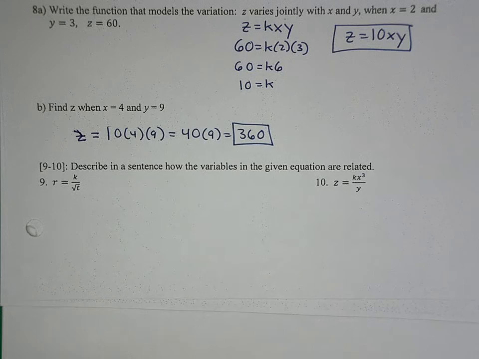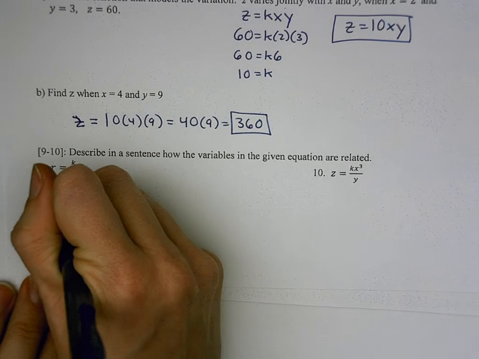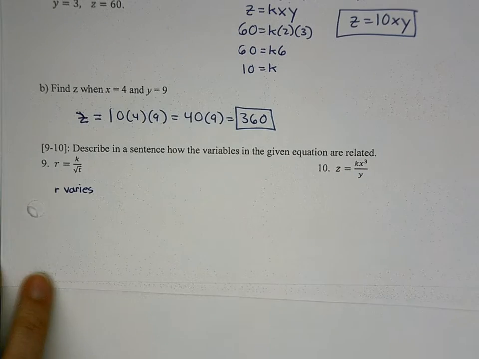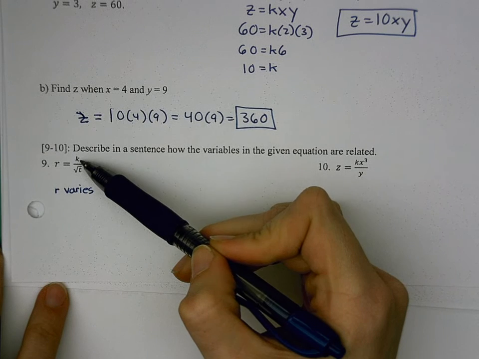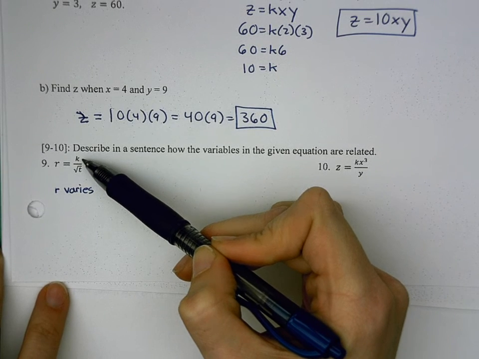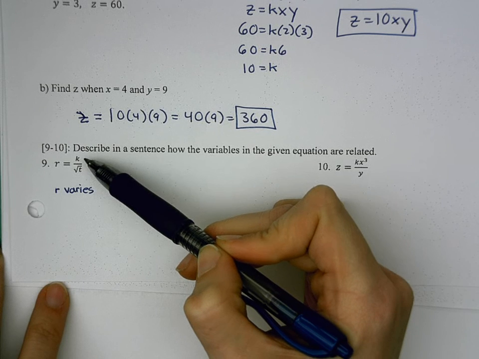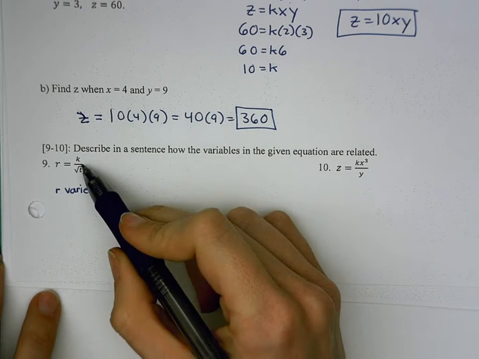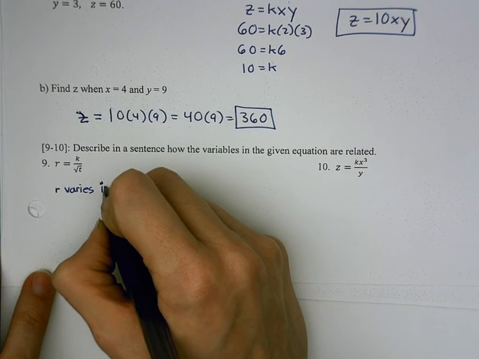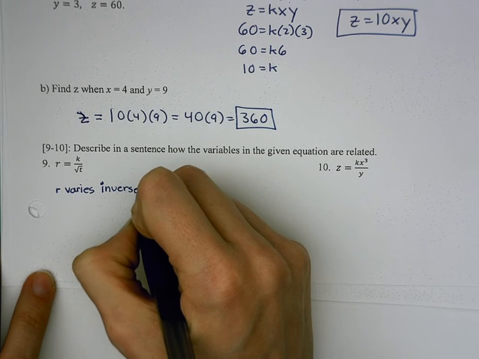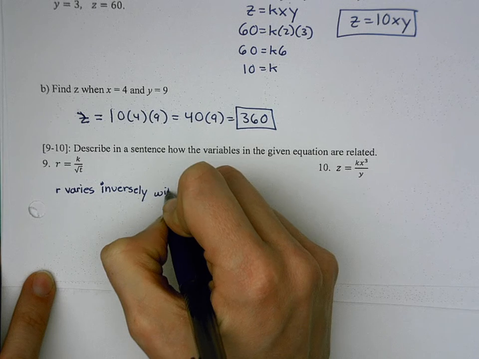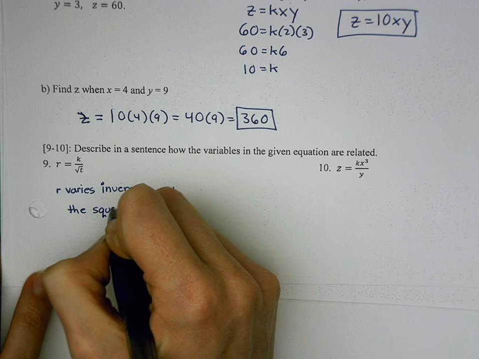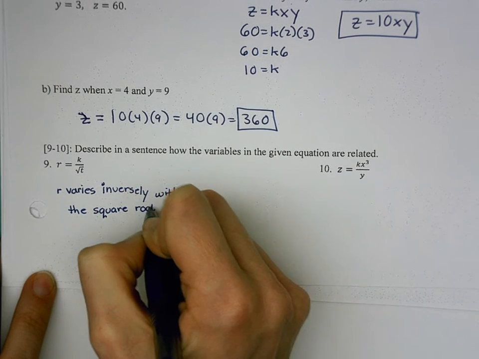Okay, number 9, we have R varies. And then the first thing we have to check is, do we have either a jointly or a directly? Well, to be directly, we would need one variable up here with the k. To be jointly, we'd need two, and I've got none. So I'm neither directly nor jointly. But I do have a division, so this is inversely with the square root of t.